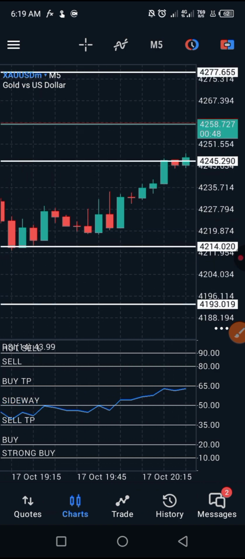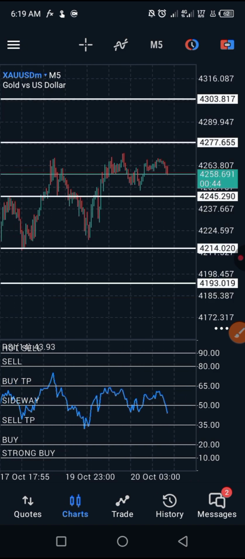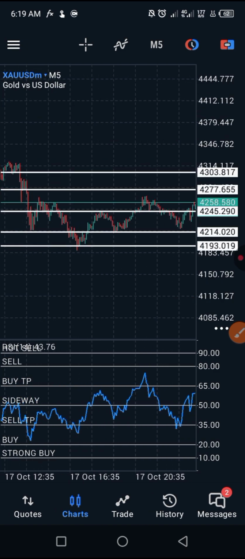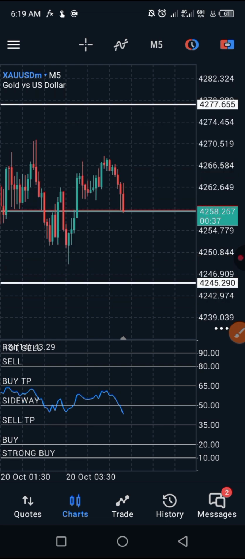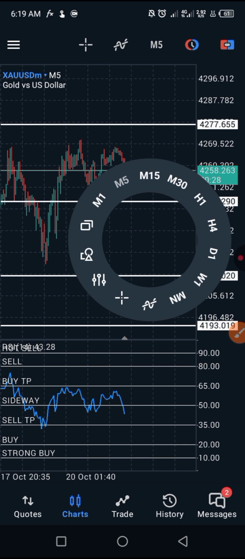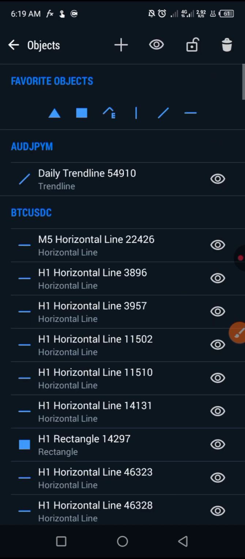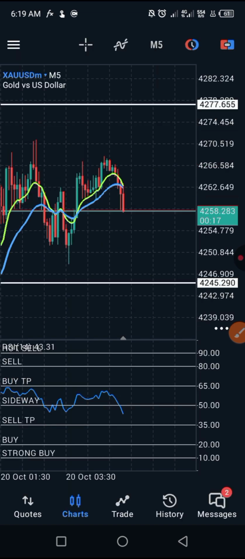Let's see if price has gotten there. Okay, price is yet to get there. However, price is reacting to the downside. So at this point, I'm going to place my moving averages 9 and 21, because those two are also dynamic support and resistance.